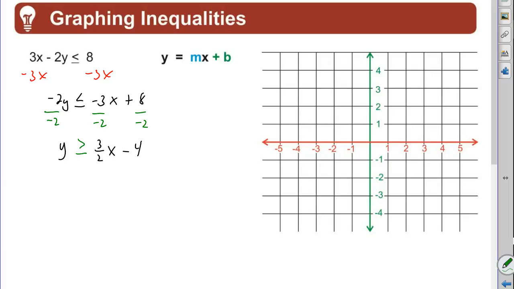Rest is easy. Now remember, whenever graphing any line, inequality or not, first thing you want to do is graph the y-intercept. All right, so we'll graph that first, point at negative 4.